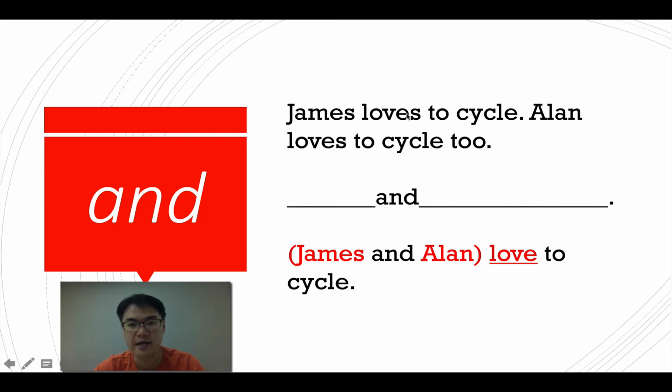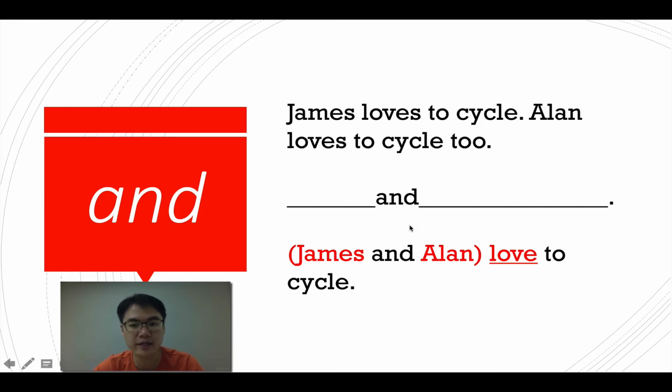Now notice that loves in this case becomes love. Why is that so? Very simply because in the first two sentences, the subject, James, is singular. So the verb form loves is also singular. One puts S after the verb. Likewise, Alan loves, with an S. So one puts S after the verb over here, likewise.